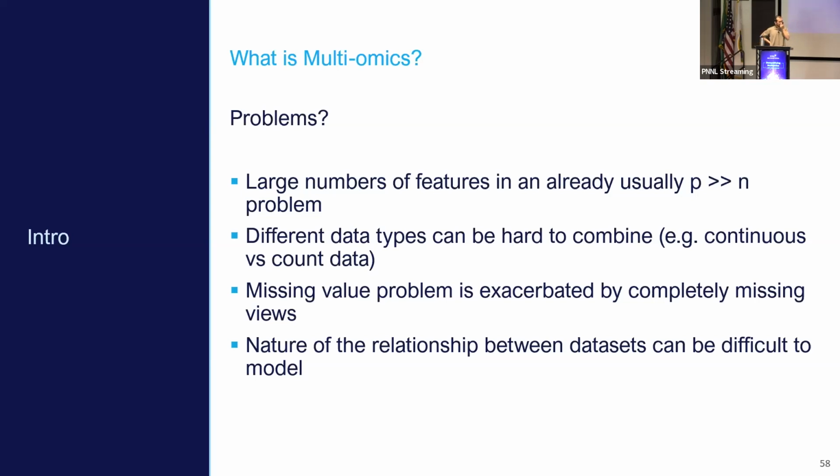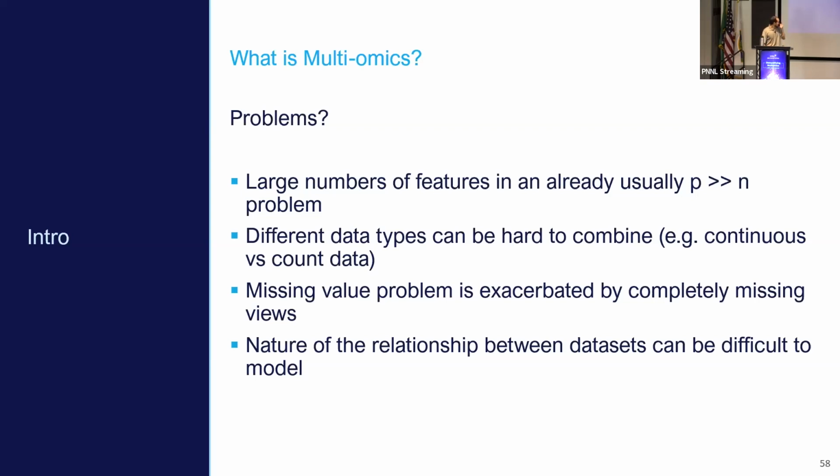Here, there's another, even worse layer of this problem: an entire view may be missing. So you took measurements on a bunch of patients. Some of them, for some reason, didn't get clinical data measured on them. You don't have the metabolomics for that patient. What can you do in that situation?